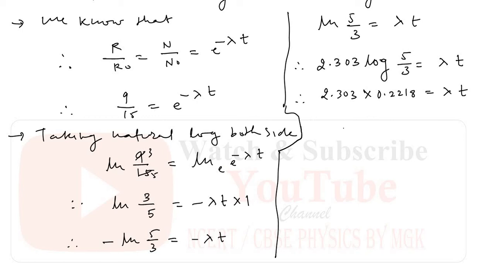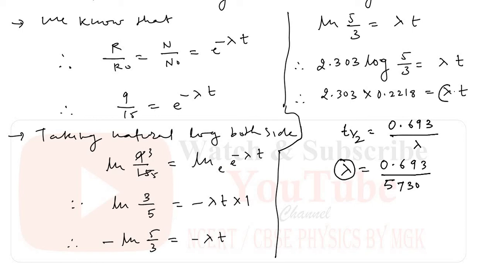Half life is already given to us here. So t half is equal to 0.693 upon lambda. Then lambda is equal to 0.693 divided by half life time, and the half life time is given to us in years, that is equal to 5730 years.